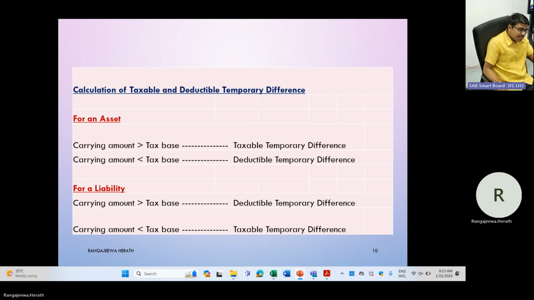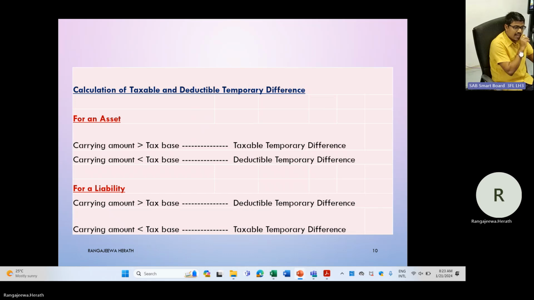Then what will happen in the future? In the future, for tax purposes you have to depreciate less. That means future taxable profit will be higher compared with the accounting profit. So compared with the accounting profit, you are paying more tax.